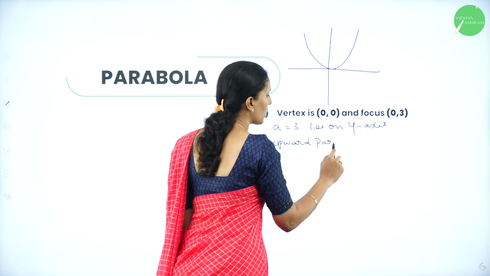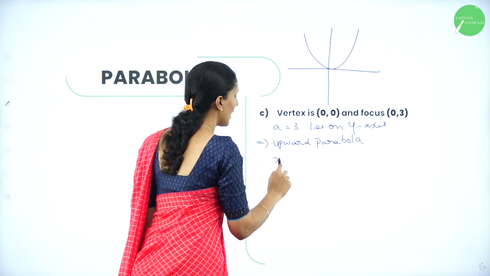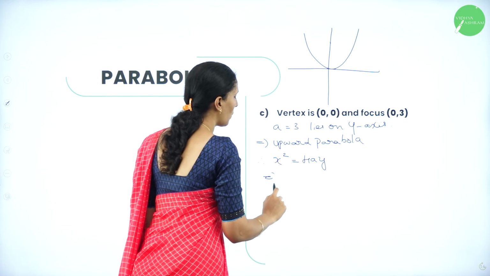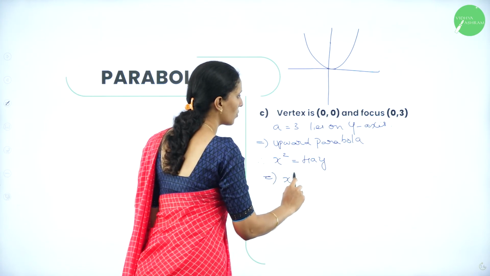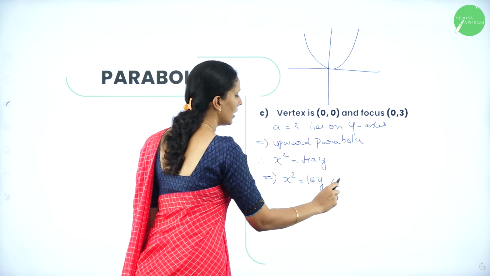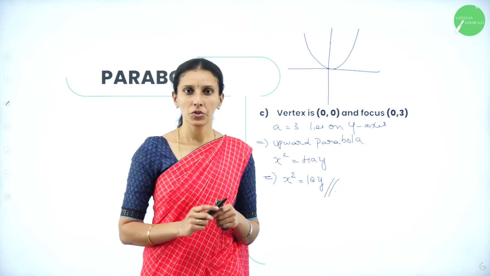What is the standard equation of the upward parabola? Therefore, it is x square is equal to 4ay. So, therefore, the equation of the parabola is x square is equal to 4 into 3, a is 3, it is 12. So, the equation is x square is equal to 12y.